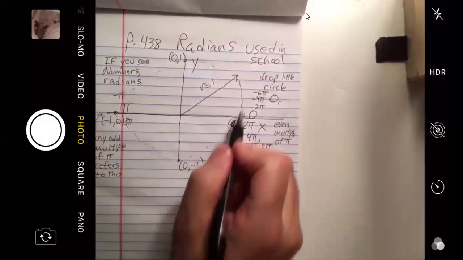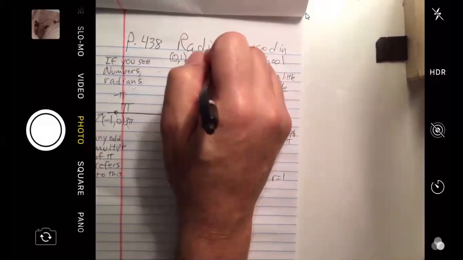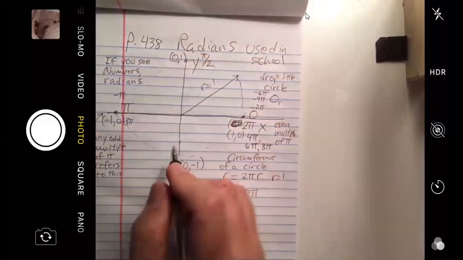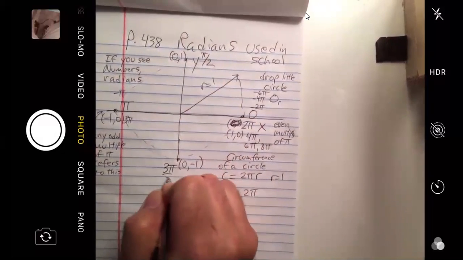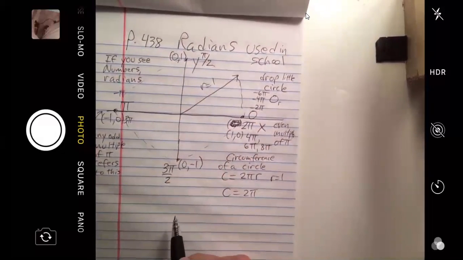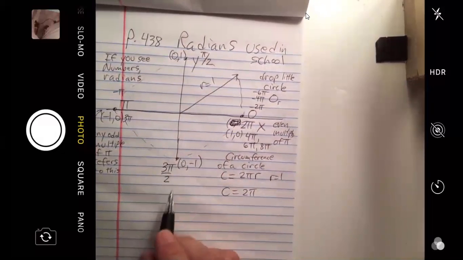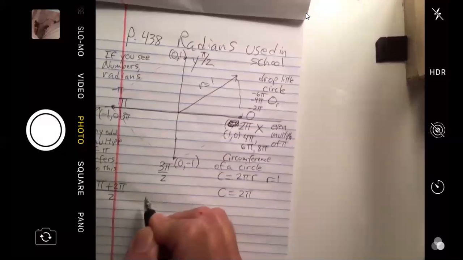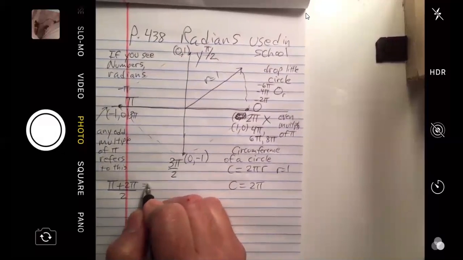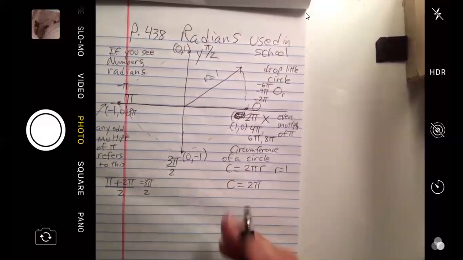Well, if you're halfway to pi, you're at pi over 2. This is where the fractions come in. Half pi. This is at 3 pi over 2, 1.5 pi. You could get it by taking pi, adding 2 pi, and dividing by 2. Pi plus 2 pi is 3 pi, divide by 2.